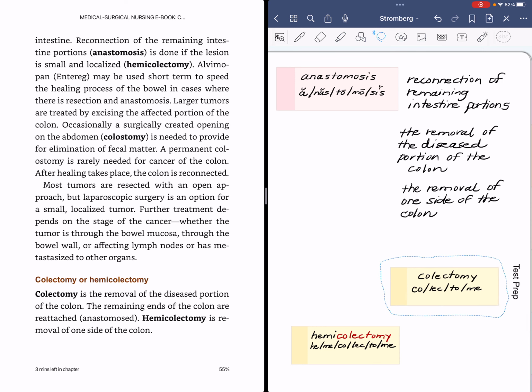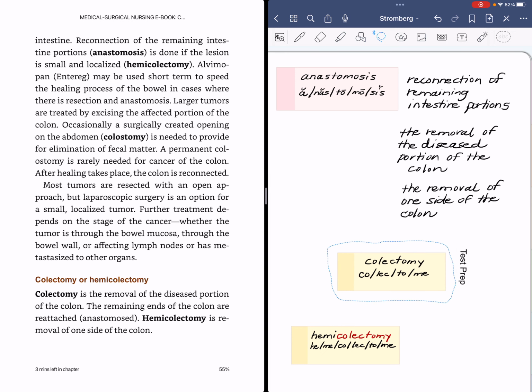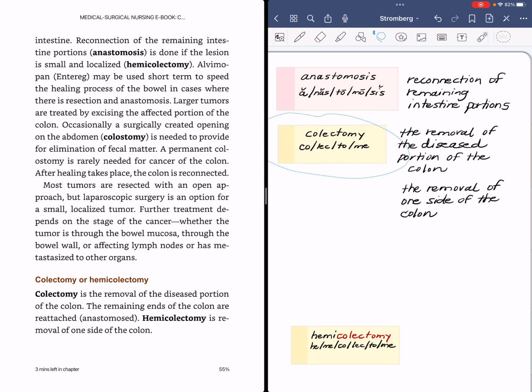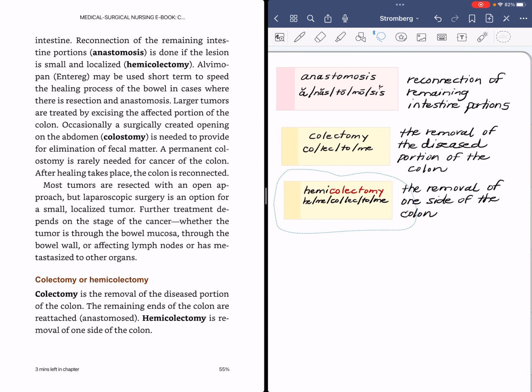So let's bring that definition up here. And I've picked up the label from my book. Cut that out. So let's bring that up here. That matches with this definition. And then hemicolectomy is the removal of one side of the colon. So we bring that up here and place it.